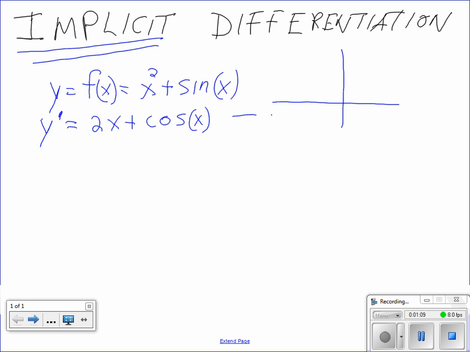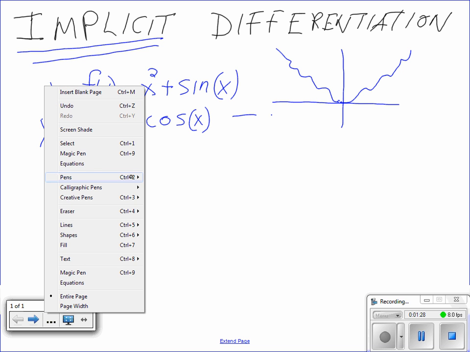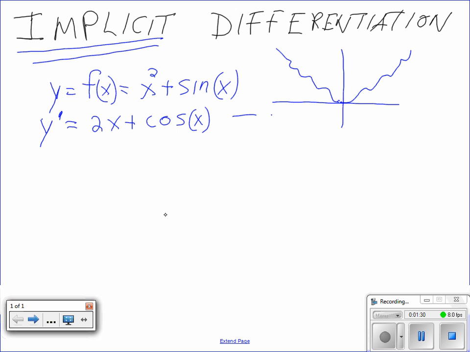Let's say there's a little wiggle on it, I'm kind of guessing what that might look like. And this derivative then gives me the slope, the slope of, say, a tangent line. So you give me a given x value, and this will give me the slope. This is explicit. Well, what about implicit then?